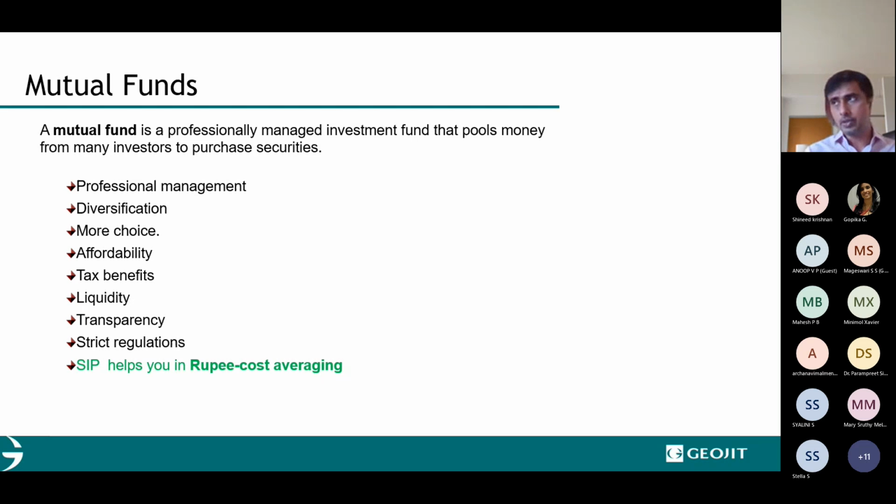You get tax benefits, ATC. You get ATC if you are investing in equity-linked savings mutual funds, ELSS. Liquidity. Okay, liquidity means what? Suppose I want the money today, I can instruct my mutual funds to sell it today, and on T+2 I get the money. So that's what we call liquidity.